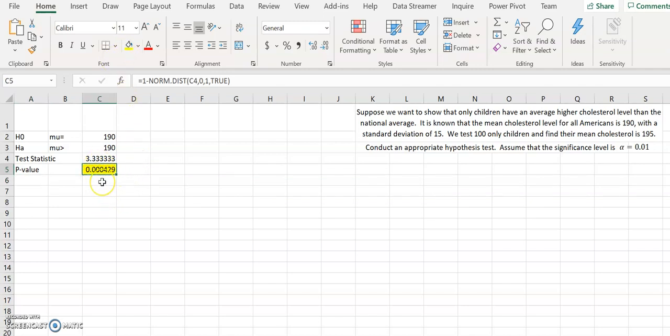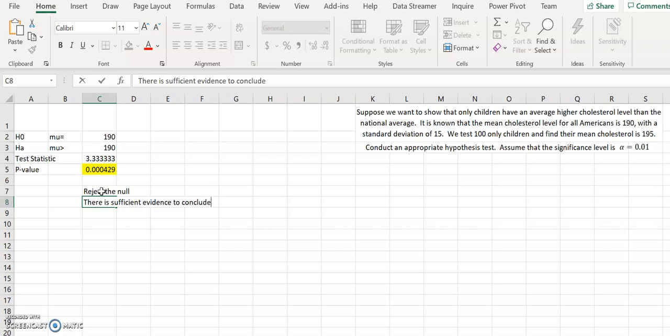This p-value, 0.0004, is significantly less than our significance level of 0.01, and therefore we reject the null, and we conclude there is sufficient evidence to conclude that the mean cholesterol of only children is higher than the national average.